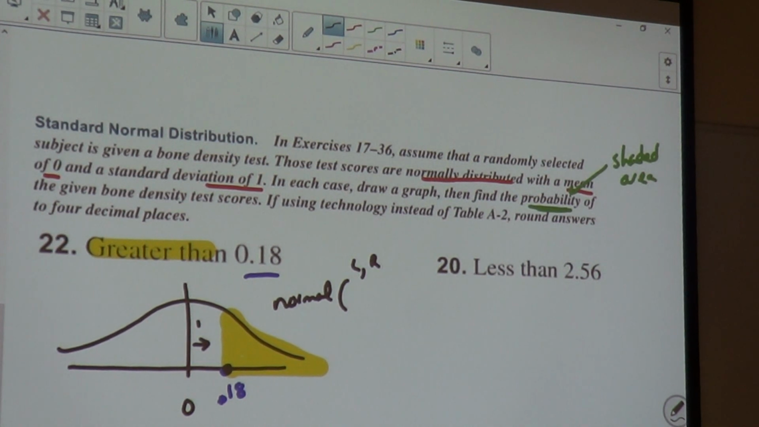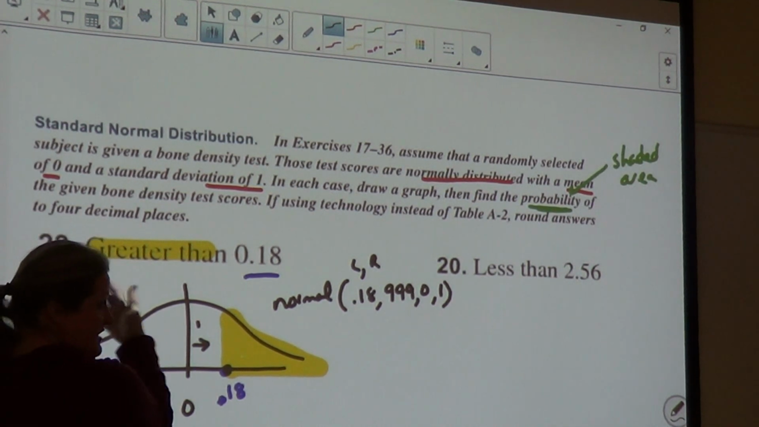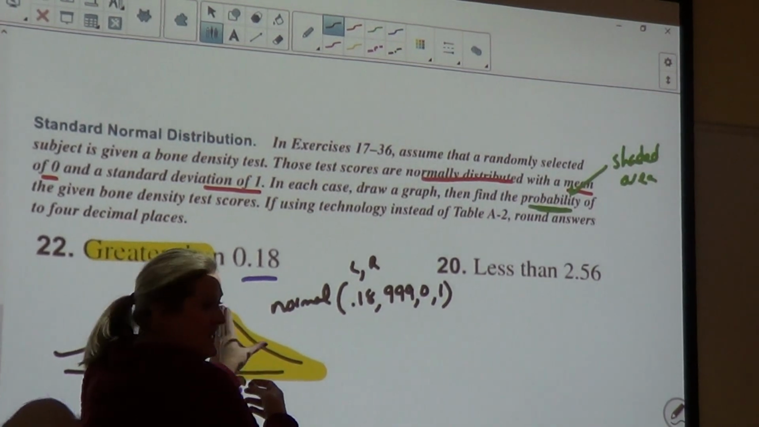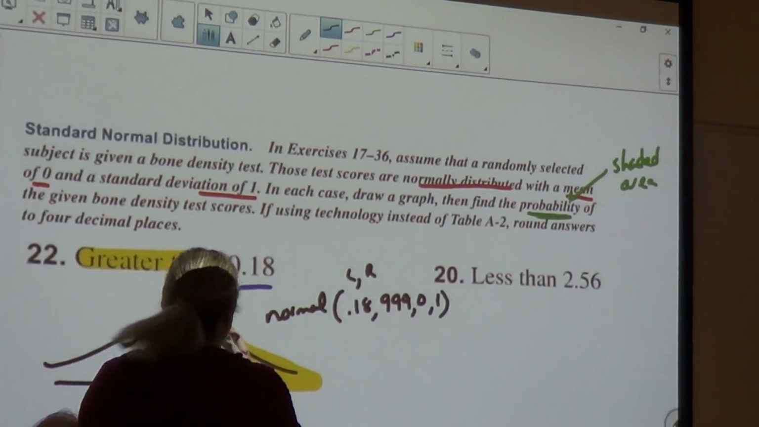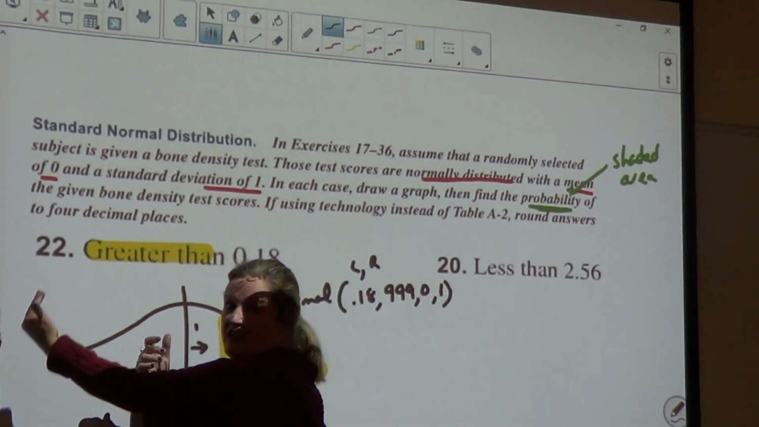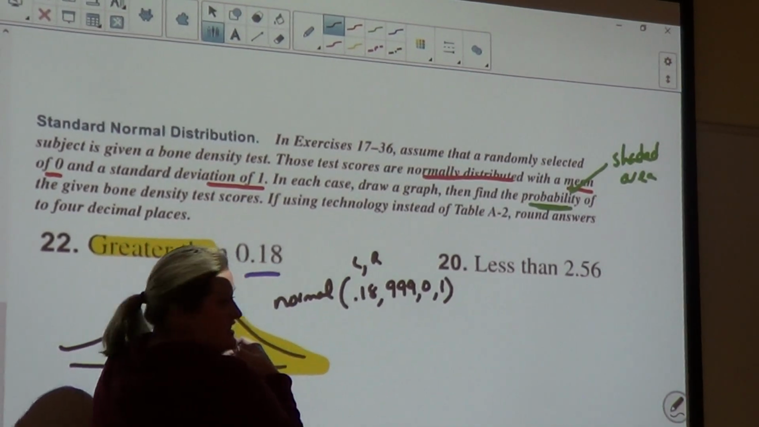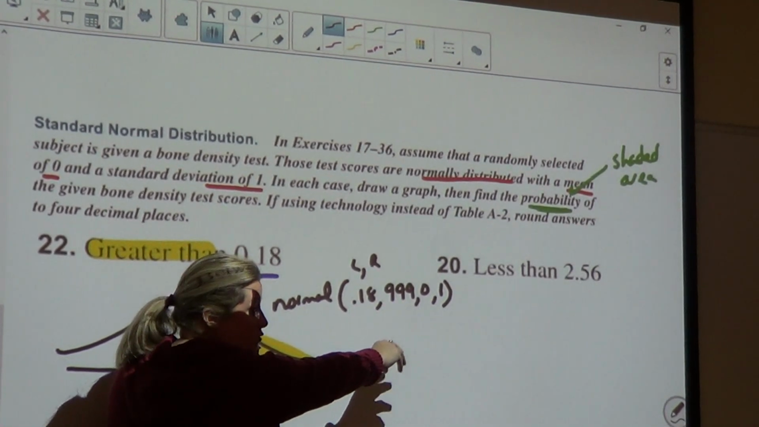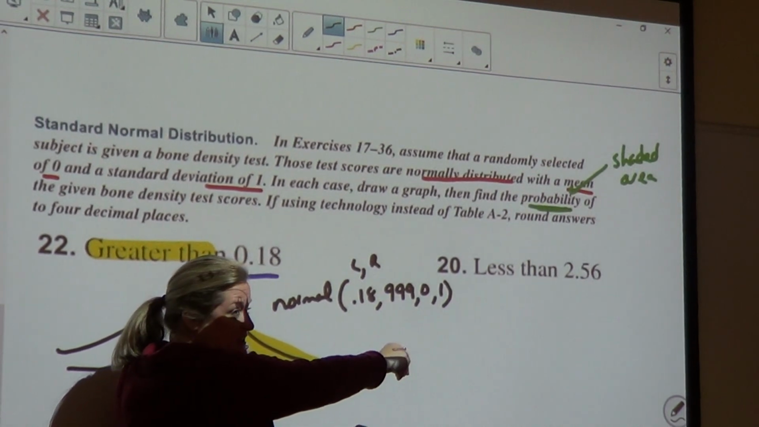Oh, wait, no, 0.18. What is my right? Positive 999. Okay. We have usually been shading the other way. Messing with our head, I know. Okay, our left is where we start shading over here. And up until now, our shading had started over here. This time, our shading started here on the left, and it ended over here on the right, which is a positive 999.